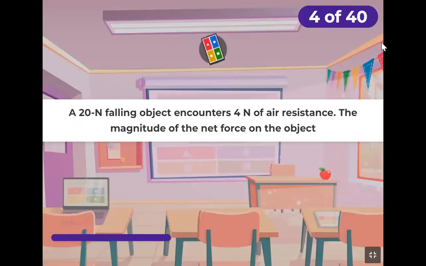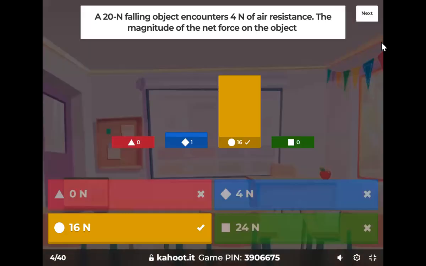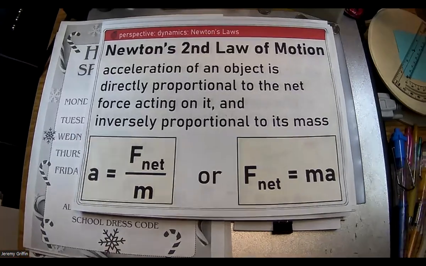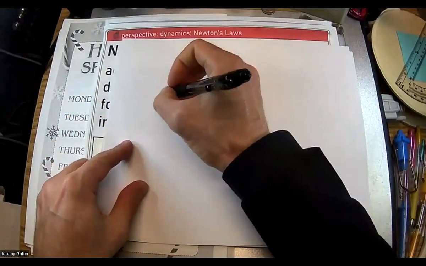A 20 Newton falling object encounters 4 Newtons of air resistance. What is the net force? It should be 16 Newtons. Okay, I got some follow-up questions about that. I was going to steal off my notes from last class, but I don't see this one right away. So let's reconstruct this one real fast.